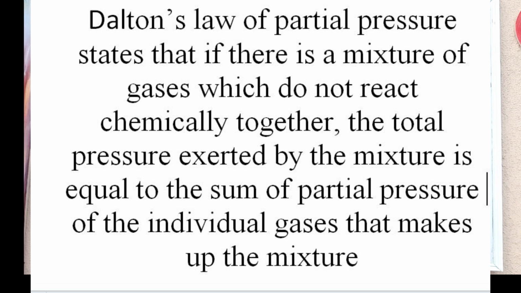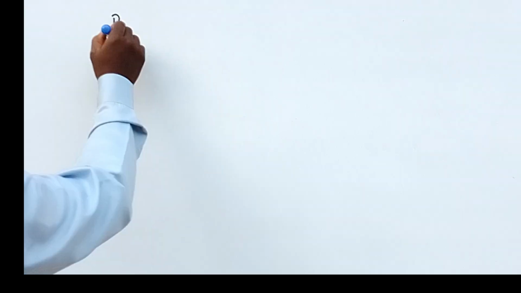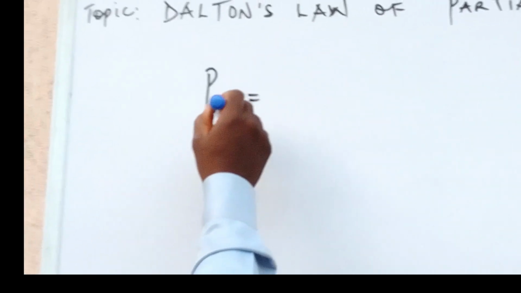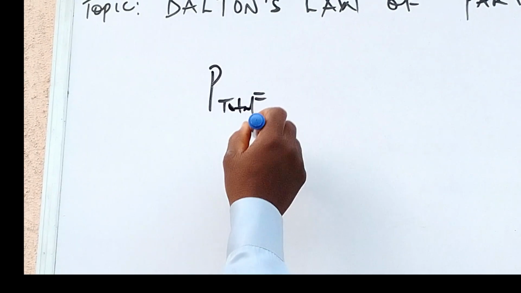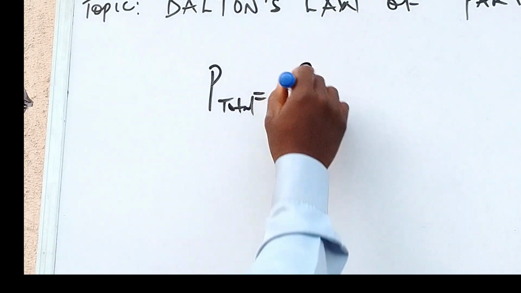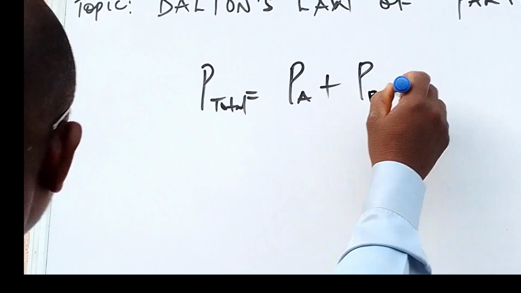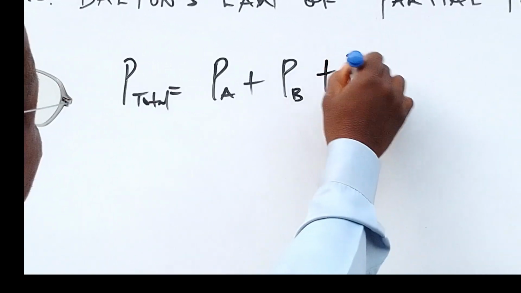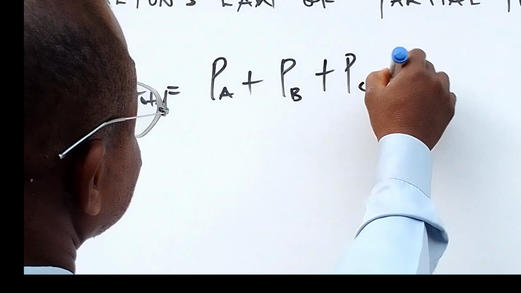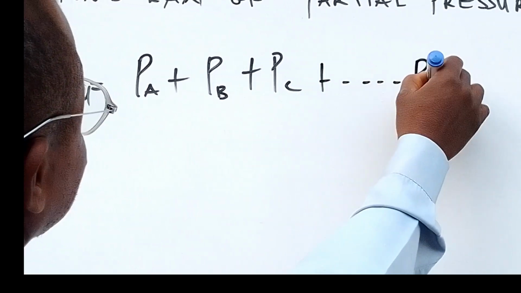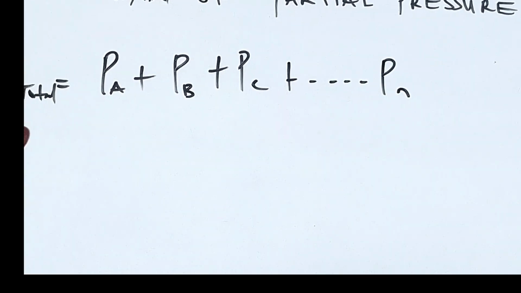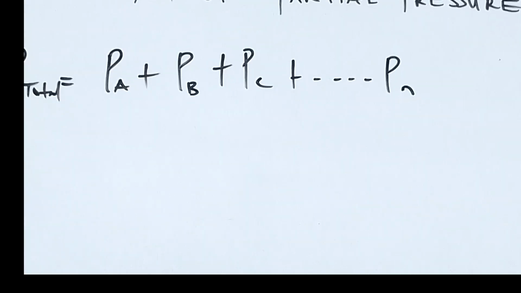So let's look at it mathematically. Mathematically, we have total pressure, P total, equals partial pressure of gas A plus partial pressure of gas B plus partial pressure of gas C, and so on up to the partial pressure of the last gas.